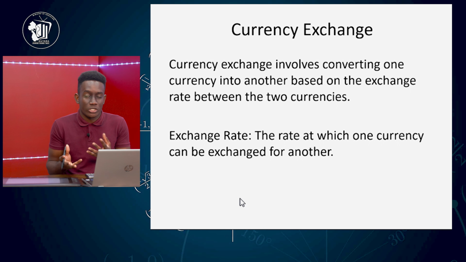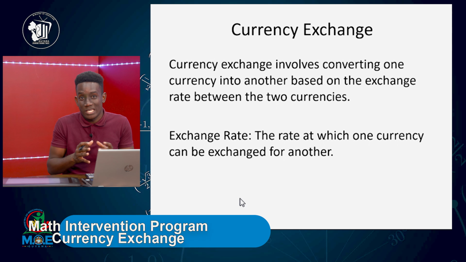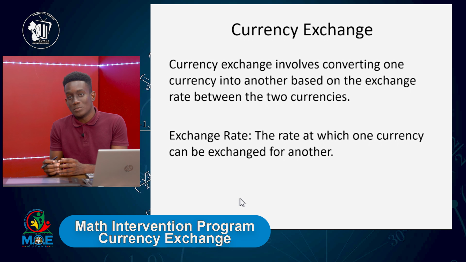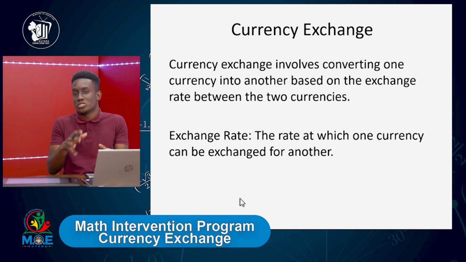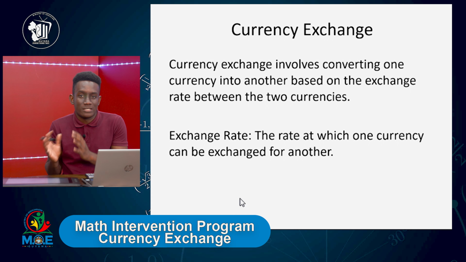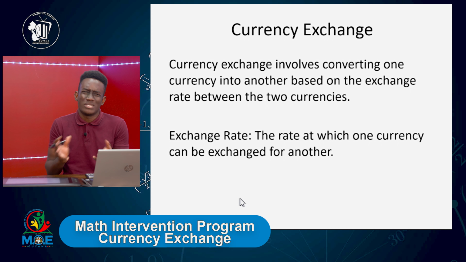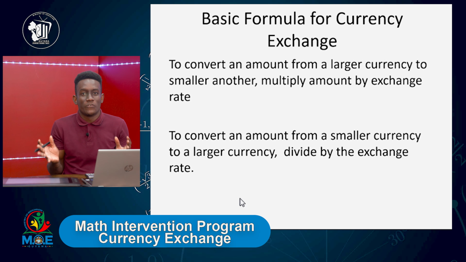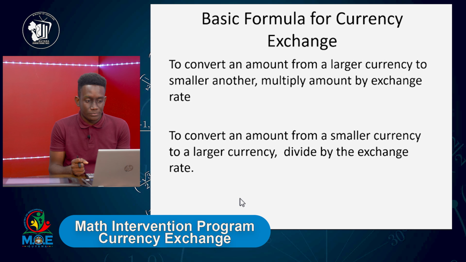And this will be converted using an exchange rate. The exchange rate is the rate at which one currency can be exchanged for another. Most times it will be 1 US dollar is equal to a certain amount of Guyanese dollars. And this exchange rate tends to fluctuate slightly depending on a lot of factors. Let's look at some more information on conversion.